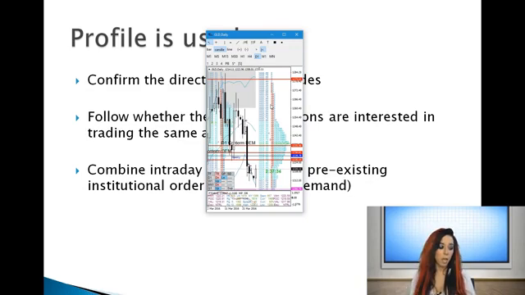So I will begin by saying that each letter represents one 30-minute candle. So each of these letters is one 30-minute period. Okay?